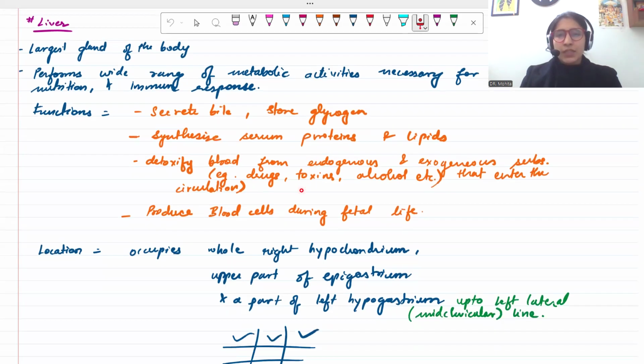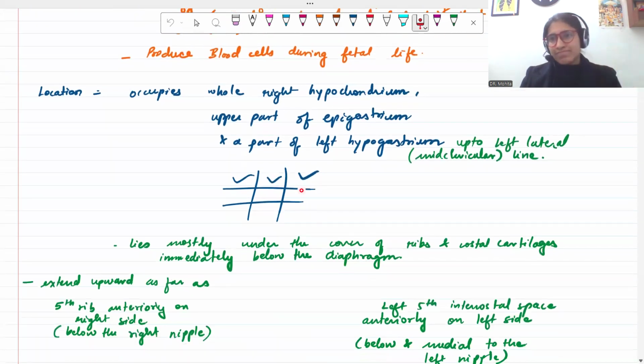Cool. Now the main thing, liver occupies whole of the right hypochondrium, upper part of epigastrium, and a small part of left hypogastrium. And this is how liver is present. Whole of the right hypogastrium, upper part of epigastrium, and a small part of left hypogastrium.